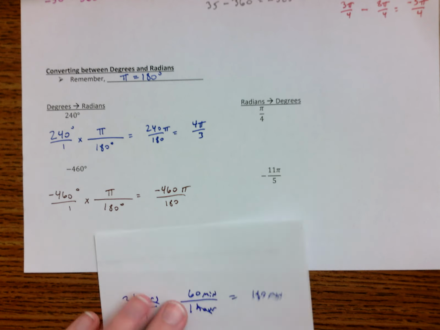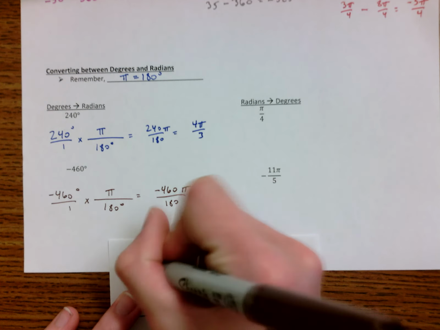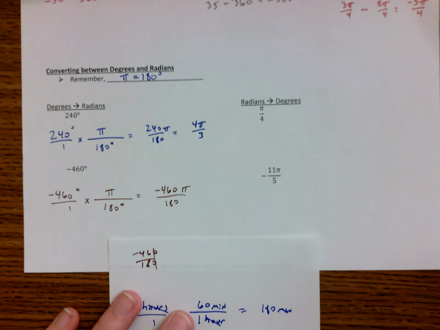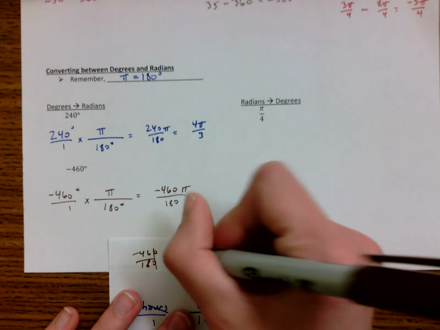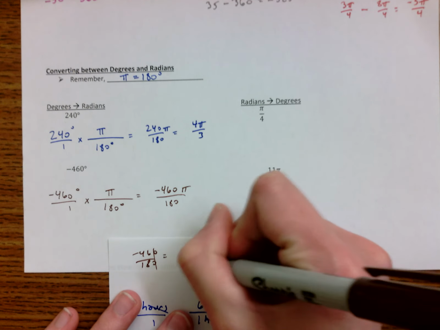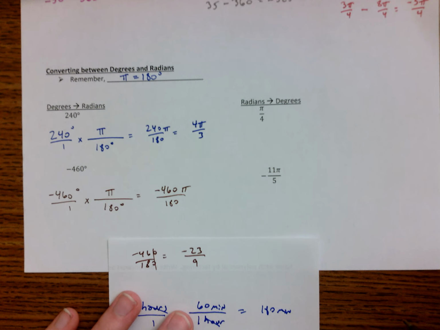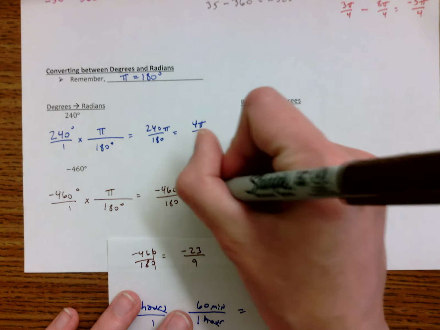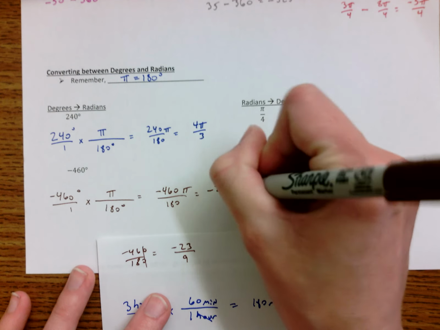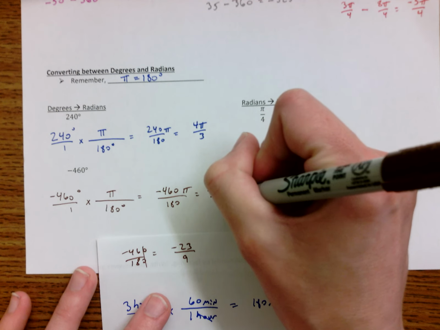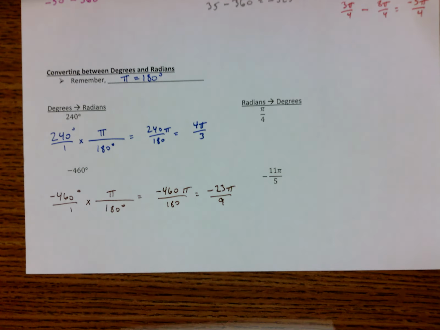And then again, to simplify that, so negative 460 over 180, the zeros will cancel. And then I need a number that evenly goes into both 46 and 18. 2 is the first thing popping out at me, so I'll make that negative 23 over 9. And I think that's it. 3 is the only other thing that goes in there, and it doesn't go in 23, so that's my simplified fraction. So negative 23 pi over 9. All right, so that's how you're going to convert from degrees to radians.